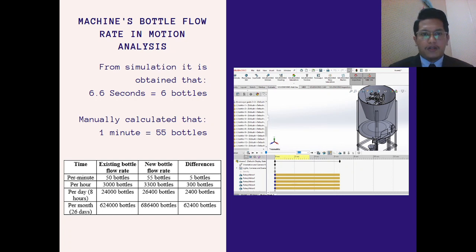Okay, so from the simulation we obtained that in 6.6 seconds it can supply around 6 bottles to the conveyor, which means, when manually calculated, that in 1 minute we can supply around 55 bottles, which is 5 bottles more than the existing bottle flow rate, and this means that it can make a big difference in the monthly supply.